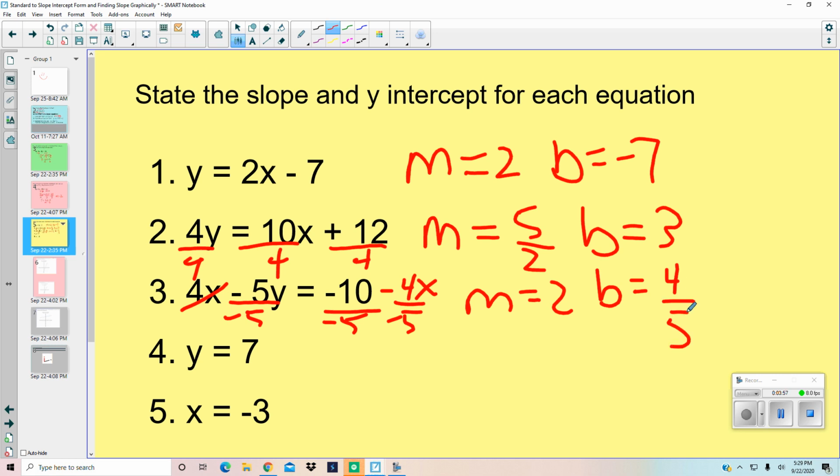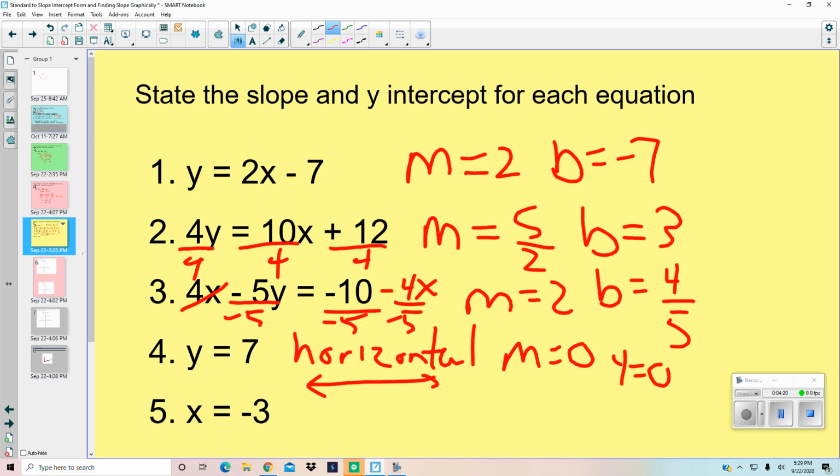All right, 4 and 5 are tricky because they're special types of equations. When you just have a y in an equation, that represents a horizontal line. And remember, a horizontal line goes with the horizon, looks like this. The slope of a horizontal line is 0. You can put this one in slope-intercept form, y equals 0x plus 7. So then I have a b value of 7.